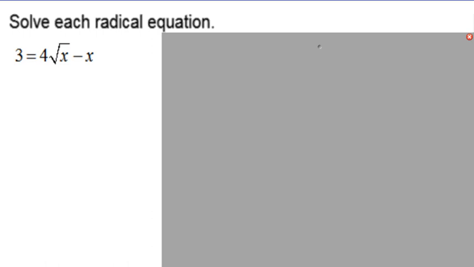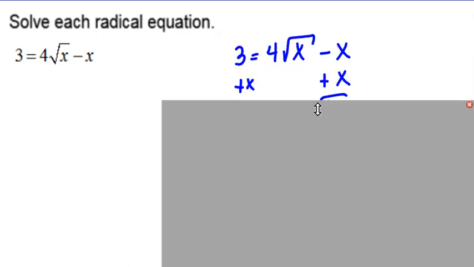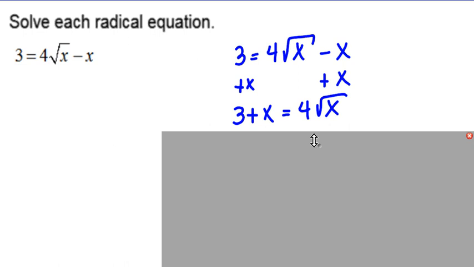So our first equation is 3 equals 4 times the square root of x, minus x. And again, our goal is to get the radical alone. So we're going to start undoing the right-hand side of the equation. We're going to start with our variable of negative x and undo that. So we'll add x to each side. That would give us 3 plus x equals 4 times the square root of x.